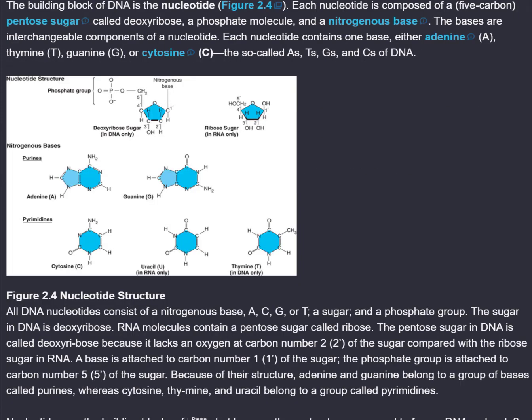The building block of DNA is the nucleotide, figure 2.4. Each nucleotide is composed of a 5-carbon, pentose sugar called deoxyribose, a phosphate molecule, and a nitrogenous base. The bases are interchangeable components of a nucleotide. Each nucleotide contains one base, either adenine, A, thymine, T, guanine, G, or cytosine, C, the so-called As, Ts, Gs, and Cs of DNA.